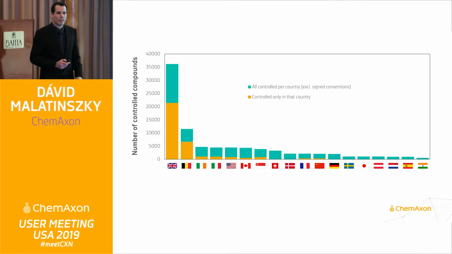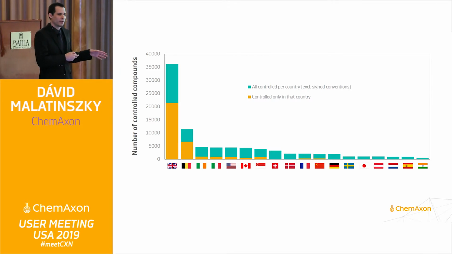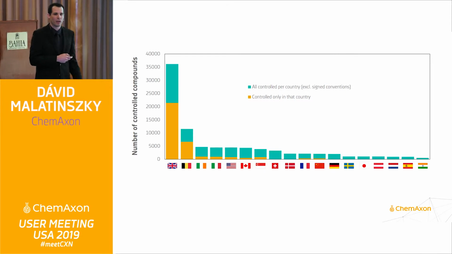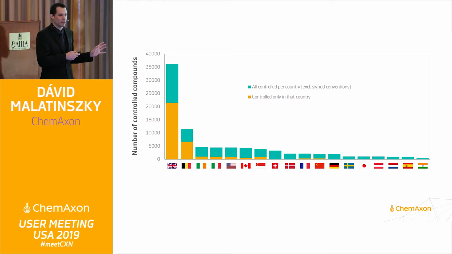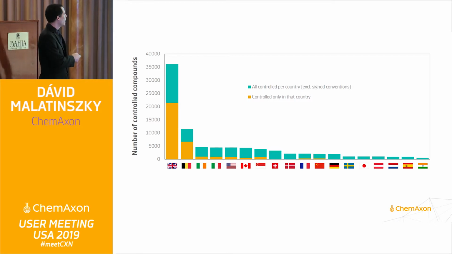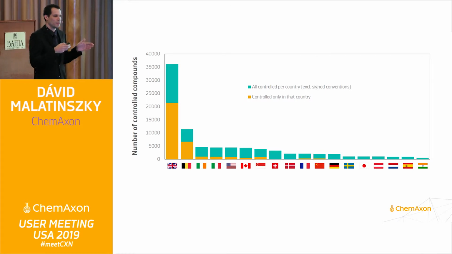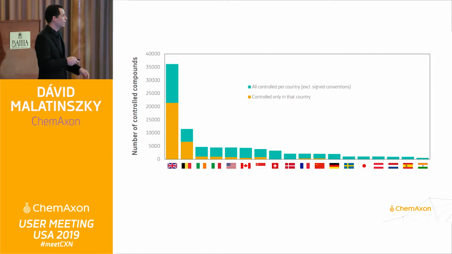On this figure, we try to look at the data and the results from a different angle. Here you see the number of controlled compounds per country. This figure does not include the international conventions a country signed, so these are only those compounds that a country particularly regulates. You also see these orange columns for each country. These depict the actual compounds that are specific to that country, so that are only controlled in that country.